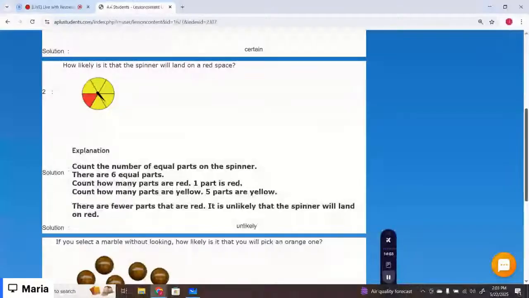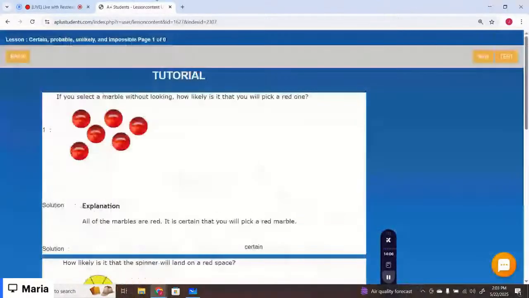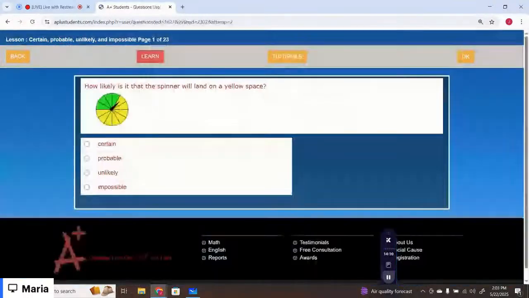Let's just start with the test questions. How likely is it that the spinner will land on the yellow space?